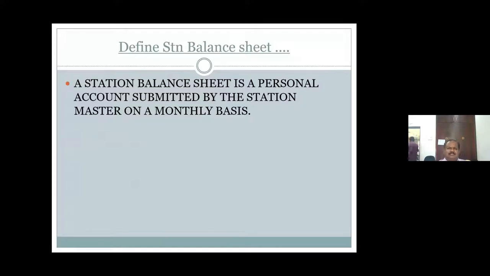So what is the station balance sheet? The station balance sheet is a personal account submitted by the station master on a monthly basis. Suppose the station master is in charge of selling the traffic. Suppose the tickets are there. They will be under his control and he will be selling the tickets, which forms the debit. Suppose within this month, a station master sold 100 tickets, each ticket for approximately 10 rupees. Some 1,000 rupees, he has to take on the account as debit. So it is a personal ledger maintained by the station master for the total traffic dealt in a month by him.